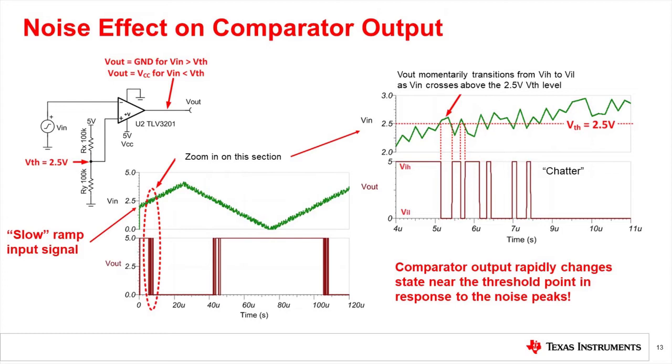Looking at the input and output waveforms, the noisy triangle waveform and its associated digital output is shown right here. And the diagram on the right shows the results of the zoomed in portion of this red circle area. Looking at these waveforms, you can see that the output noise near the 2.5 volts threshold can cause the output to rapidly change state. This is sometimes referred to as chatter.